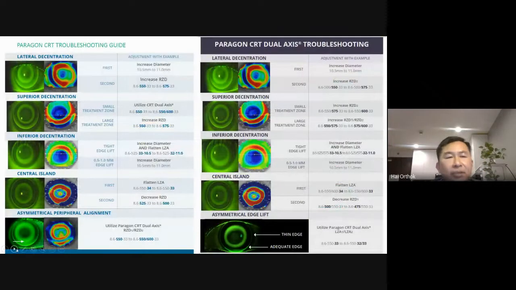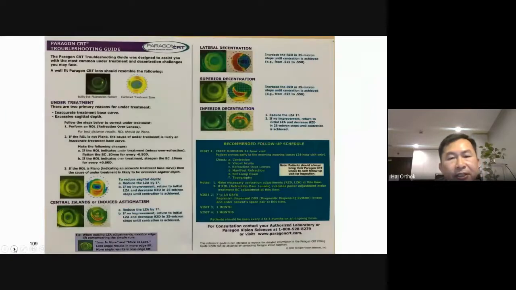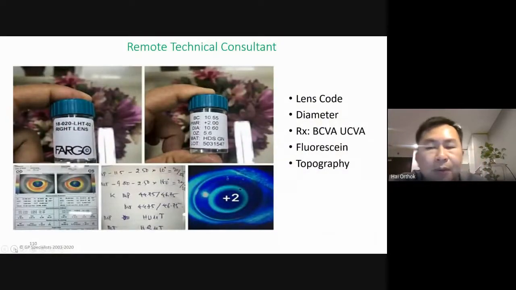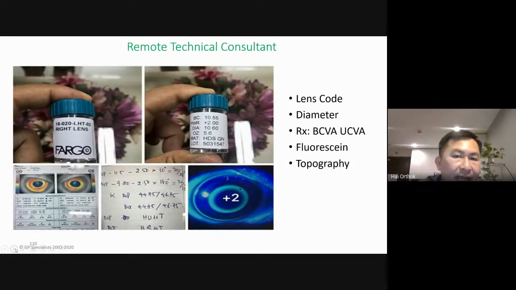Well, all of these are the review that I explained to you previously. You can review at home when you have more time, similar to this section. If you have any problem troubleshooting the IC lens or the Paragon CRT lens, I can help you troubleshoot remotely, but you have to provide me enough information. You provide the lens code or the customized code. We have the patient name here and some of the information here. I can retrieve the lens in the system and help you troubleshoot the lens.